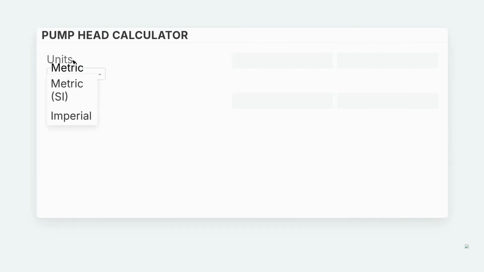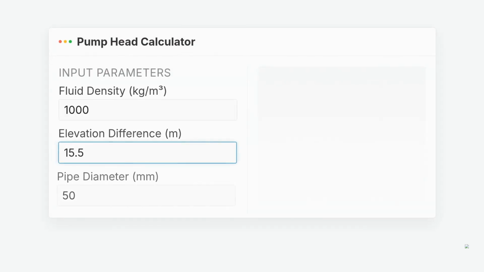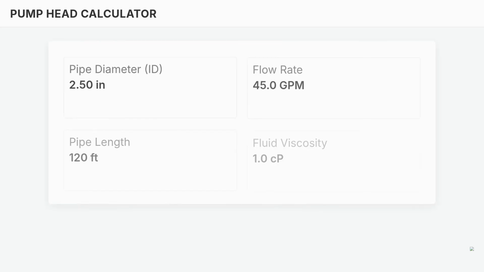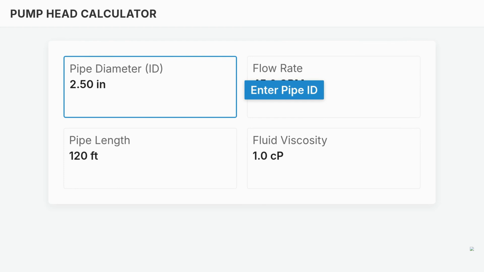I'll use Imperial for this demonstration. Enter your elevation difference, which is your static head. Next, input your pipe length, the total length of piping in your system. Then enter your pipe diameter, specifically the inner diameter of your pipe.